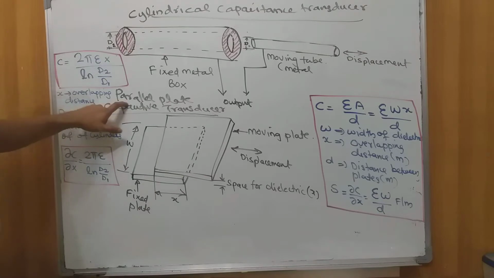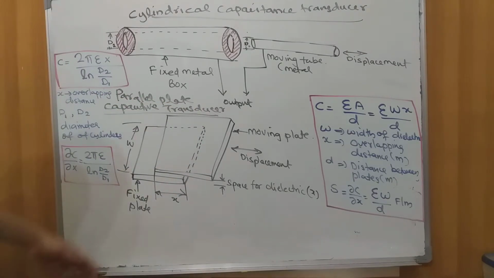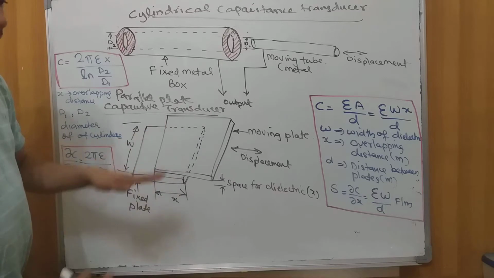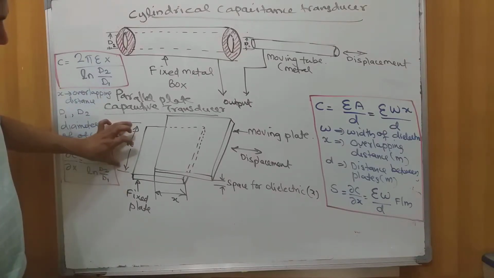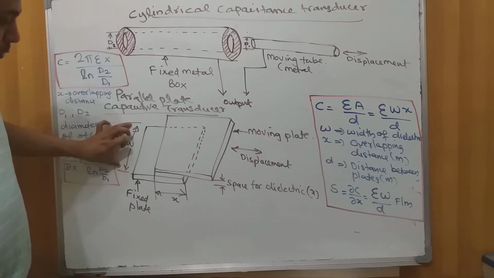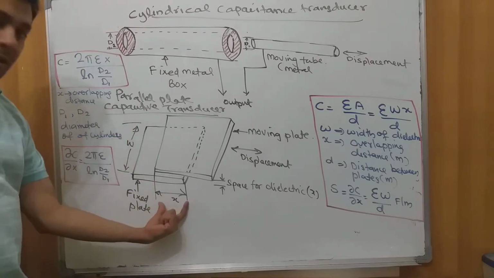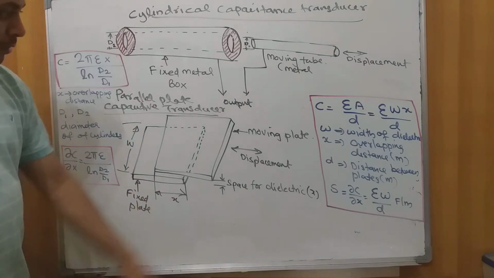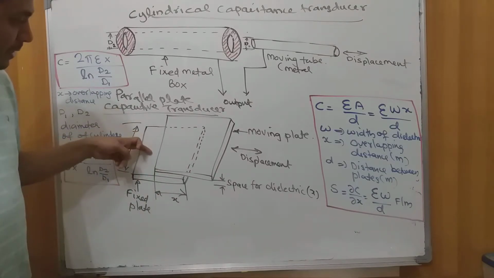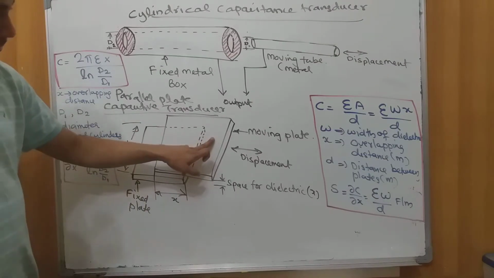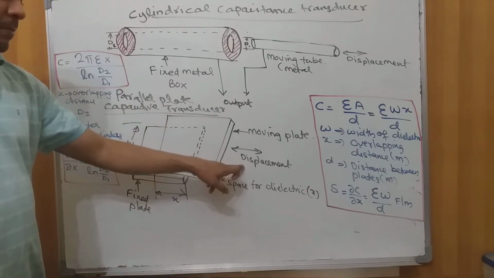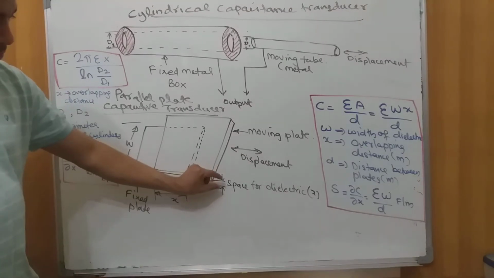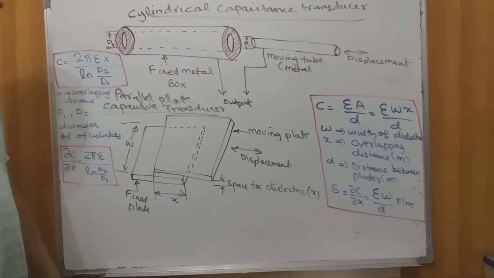Another example is the parallel plate capacitance transducer. There are two plates, and this plate is moving one over the other. Again, the space between these two plates will be occupied by some kind of dielectric. Assume that we have a plate of width W, and the overlapping part is called X. One metallic plate is a fixed plate, and this plate is a movable plate, attached to a part whose displacement is to be measured. The space for the dielectric material is indicated by X.